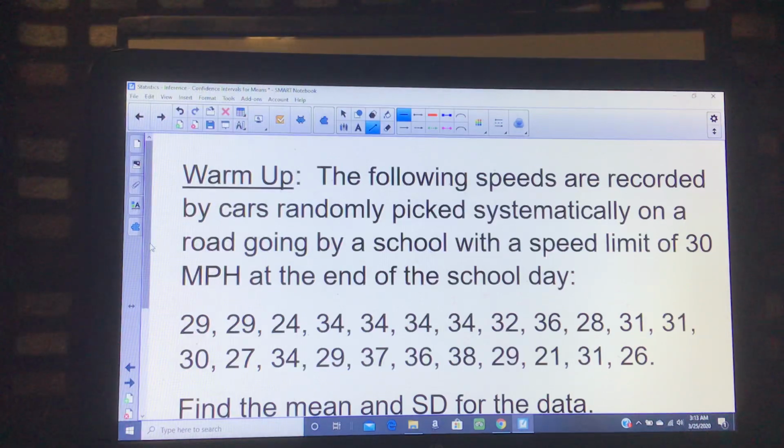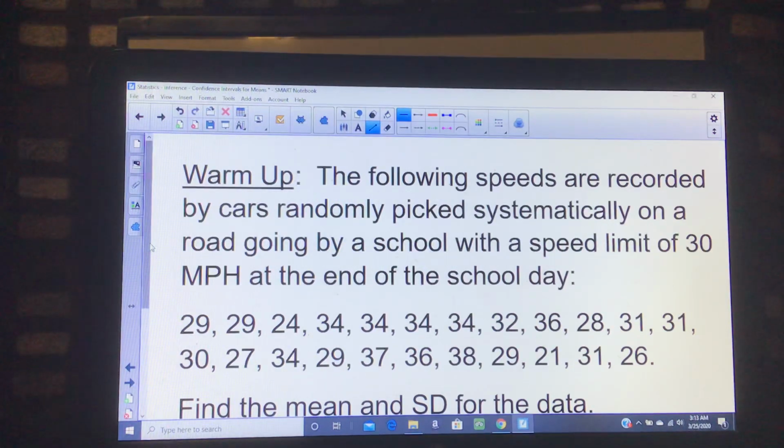Basically, the warm-up says that we're outside of the school. I probably would have just said, pretend it's Reynolds Road outside the high school. So the following speeds are recorded by cars randomly picked systematically on a road going by a school. We'll just say it's, like I said, Reynolds Road going by the high school. There's a speed limit of 30 miles per hour out there at the end of the school day.